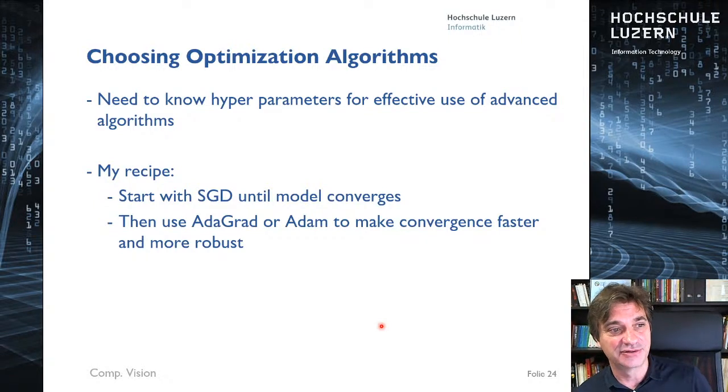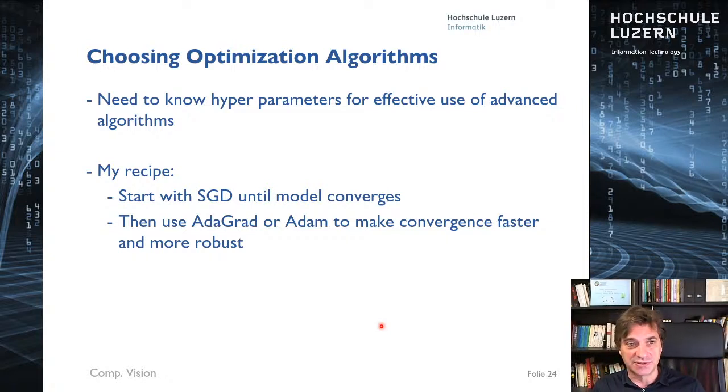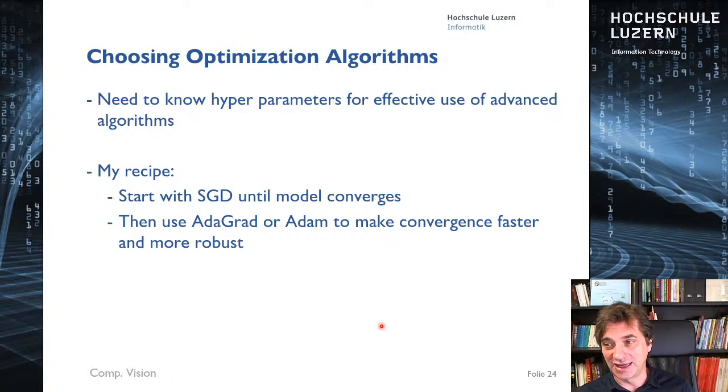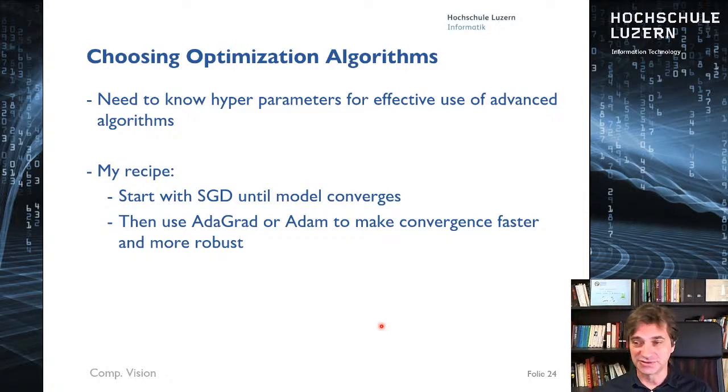The problem is that you really need to know the hyperparameters for effective use of some of those algorithms. Some work quite well out of the box, but if they do not work out of the box, then you're kind of stuck, and it's not so easy to get the hyperparameters. So what I usually do is I start with stochastic gradient descent until the model converges at least a little bit. Maybe you don't want to run it until the end if it takes too long, but you know that your training actually works. And then you also know the learning rate that works. So maybe you can first play a little bit around with the learning rate to see if you can make it converge faster. And then when you have the learning rate and you know that it works with everything else, then you can use AdaGrad or Adam to make it learn faster and start with the same learning rate that you have here.